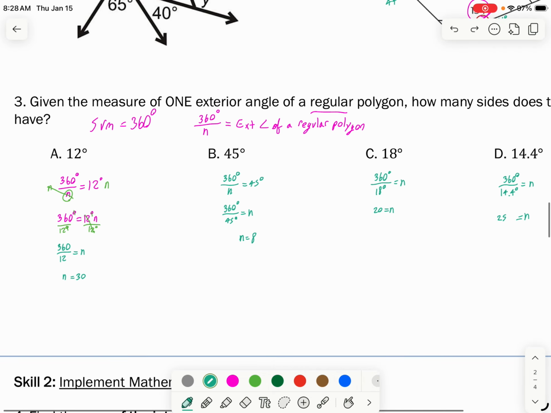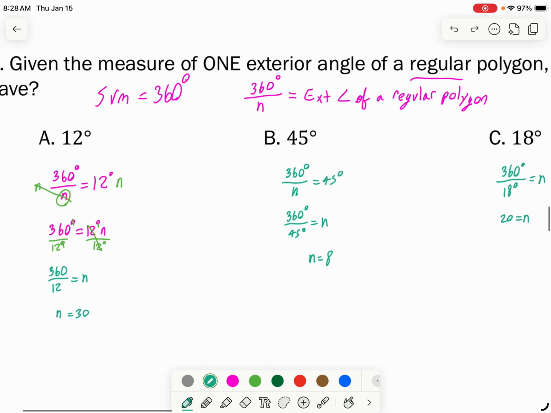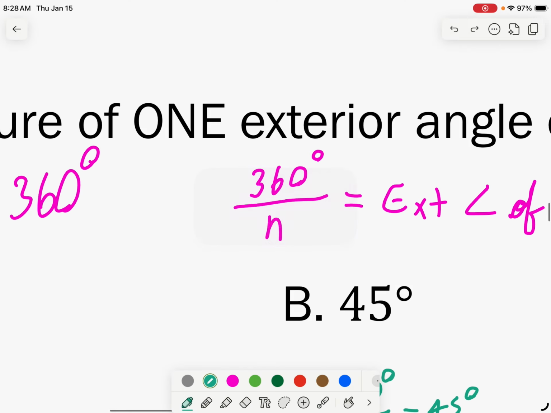So we're able to get the number of sides of a regular polygon. Now there is one other thing I want to mention here, and that is our n. I want to make a statement here so we know what n is. n is the number of sides.